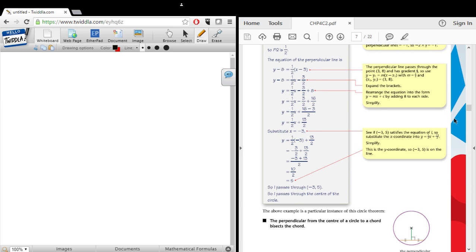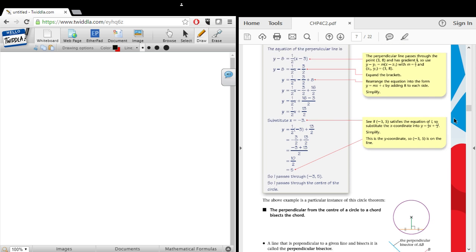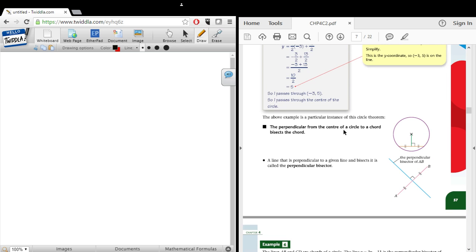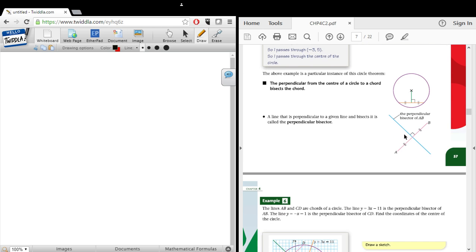This one is a little bit more lengthy in its working out, but again, following the same principles, nothing different. The perpendicular from the center of a circle to a chord bisects the chord. So here you can see you have the center of the circle, you have a perpendicular from the center of the circle, and it bisects the chord. This is the chord. A line that is perpendicular to a given line and bisects it is a perpendicular bisector.